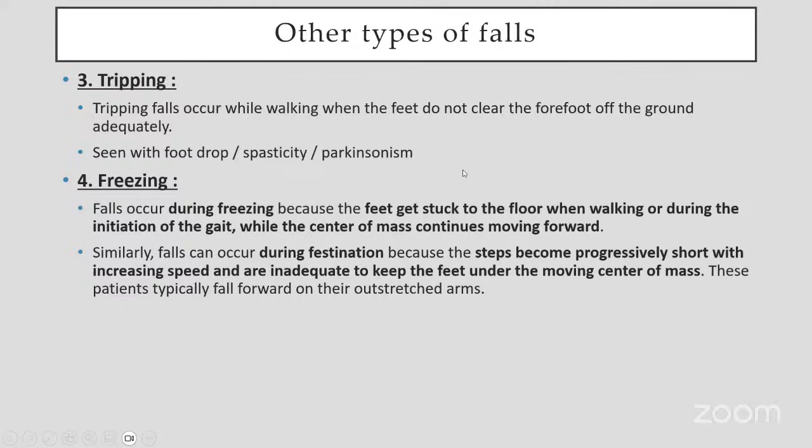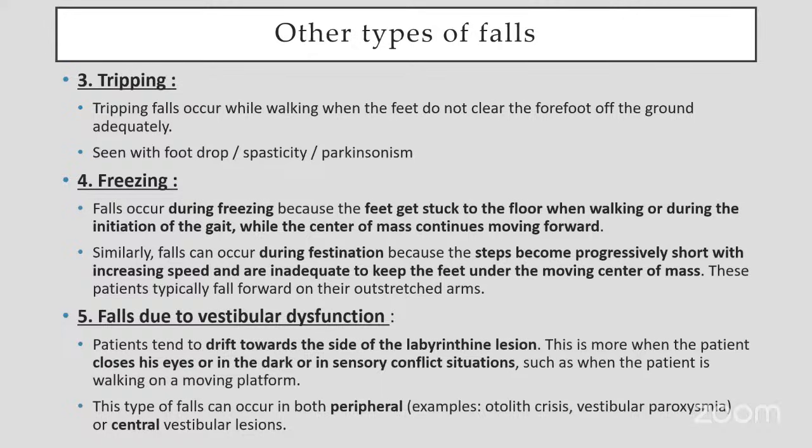Other types of falls, like tripping falls, occur while walking when the feet do not clear the forefoot off the ground adequately. This is seen in foot drop or spasticity or parkinsonism. Freezing falls occur because the feet get stuck to the floor when walking or during the initiation of the gait while the center of mass continues to move forward. Similarly, falls can occur during festination because steps become progressively short with increasing speed and are inadequate to keep the feet under the moving center of mass. These patients typically fall forward on their outstretched arms.